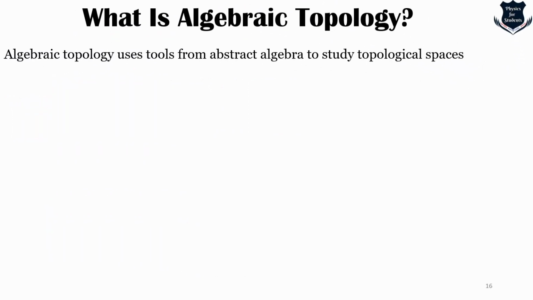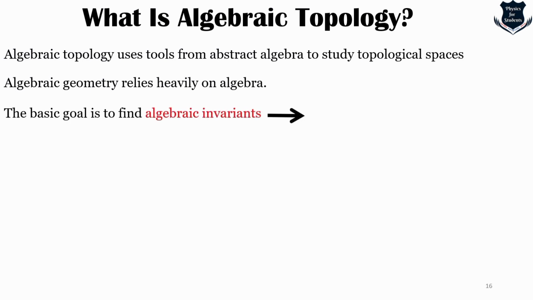So algebraic topology is a branch of mathematics that uses tools from abstract algebra to study topological spaces. The basic goal is to find algebraic invariants. Again, the concept of invariant, that is, things which don't change, that classify topological spaces up to homeomorphism. Although algebraic topology primarily uses algebra to study topological problems, using topology to solve algebraic problems is also possible. So the basic goal is to find algebraic invariants.